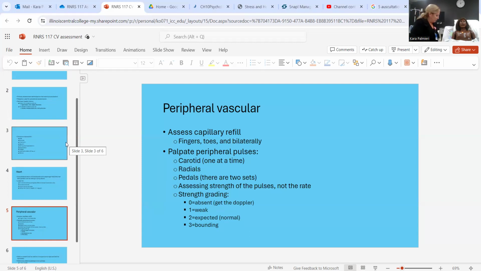All right, so then we're going to move down to radials. You probably know where to find that, just above the thumb. So I find it here, and there's a little crevice you can kind of fit 2 or 3 fingers in. Don't push too hard. If you push too hard, you can obliterate the pulse.